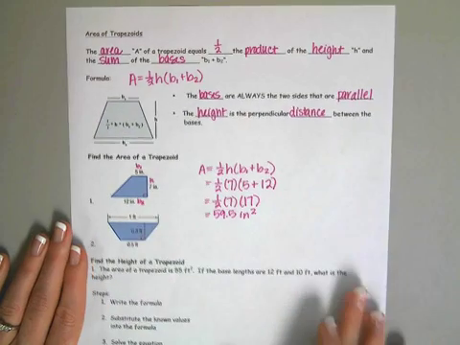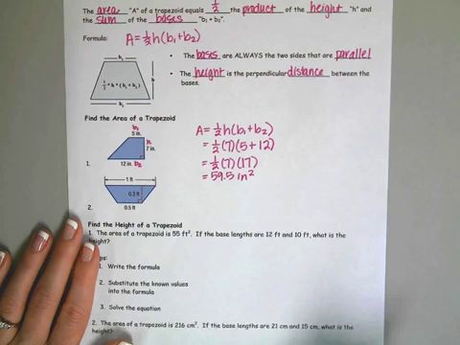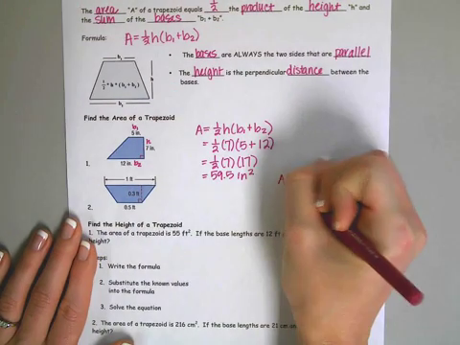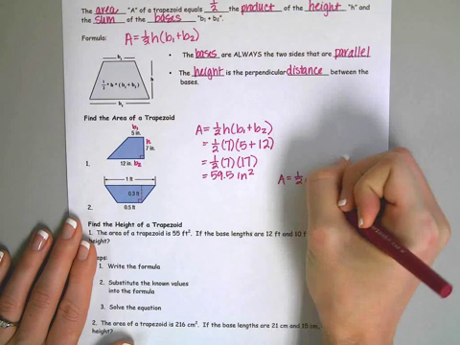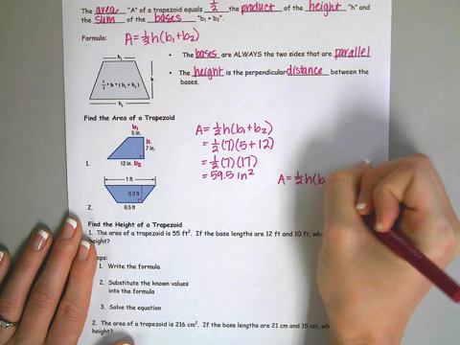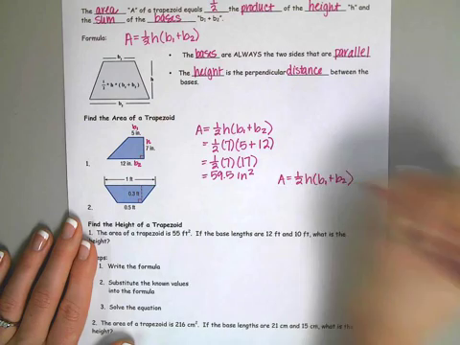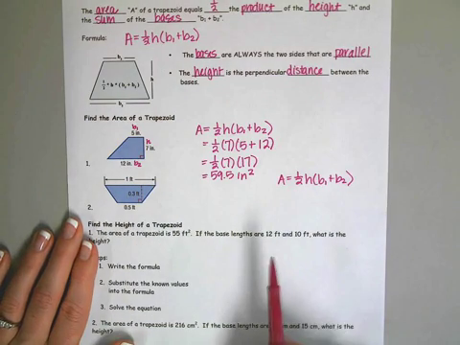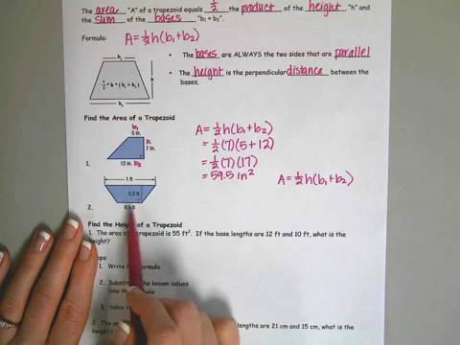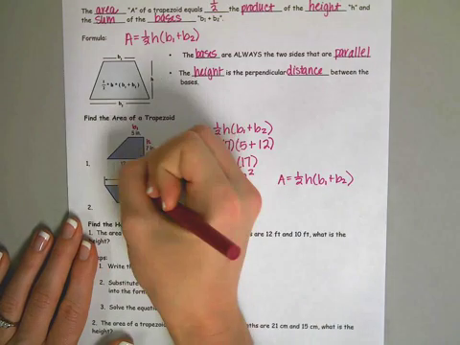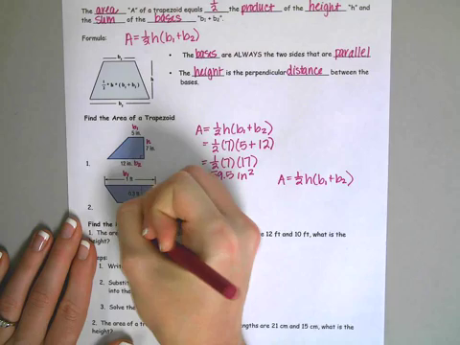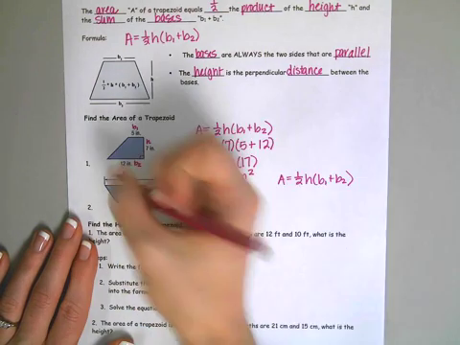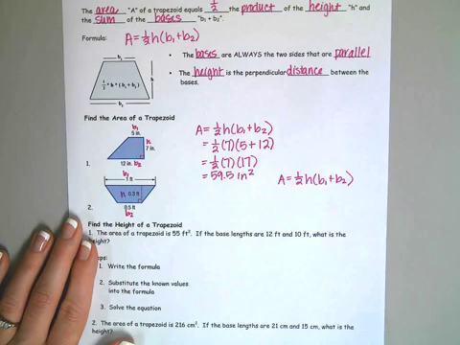Let's try another example of finding the area of a trapezoid. Remember, the first step is to always write your formula. So area equals 1/2 of the height times base 1 plus base 2. Next I need to know what my bases and my height are. So I find the two parallel sides and I label those as base 1 and base 2. From there, the distance between those two parallel sides is the height, so that would be labeled as the height.